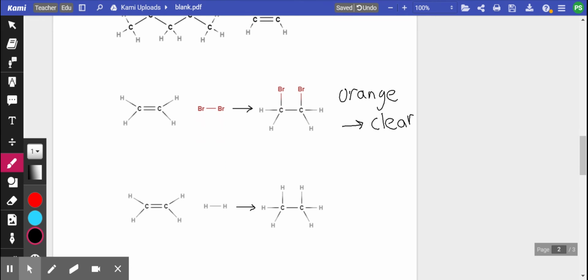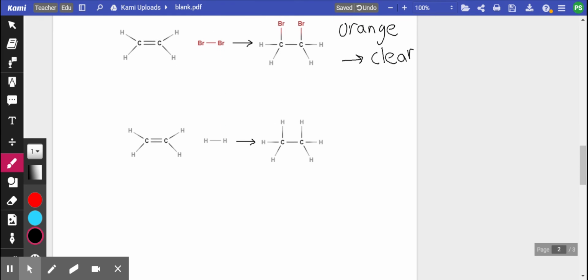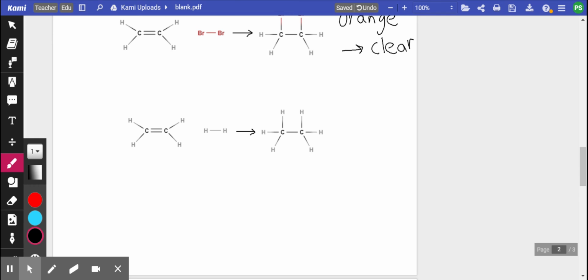Now, you can go from an alkene back to an alkane. To do this, though, you do need some special conditions. You need a nickel catalyst and high temperatures. And you react the 2 gases, ethene and hydrogen, to make ethane. So back to an alkane, if you need to do that.